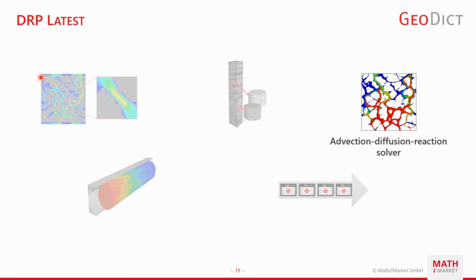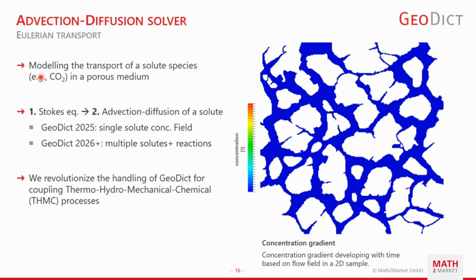presentation. We had a Q&A, and start quickly with the next improvement and a new feature in GeoDict for the ERP, which is the advection diffusion and reaction solver. So first, in 2025, we started the modeling of the transportation of one concentration field that can be, for instance, CO2 or other solutes. So transport of it by advection and diffusion as the continuum phase.